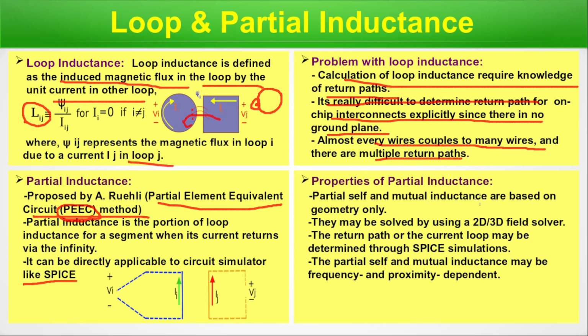And now, properties of partial inductance. Partial self and mutual inductance are based on geometry only. They may be solved using 2D and 3D field solvers, which basically solve Maxwell's equations. The return path of the current loop may be determined through SPICE simulations. The partial self and mutual inductance may be frequency and proximity dependent. These are the properties of partial inductance. So we are done with this slide, and let's move to the next slide.